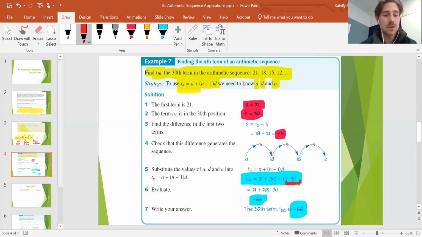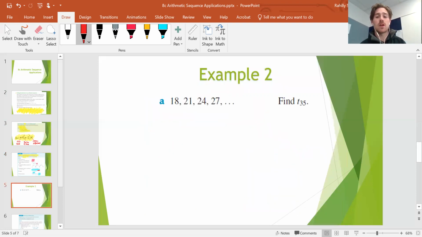Okay, we're going to go through another example now, breaking it down in more detail, basically from the questions from our textbook. So we've got a sequence here, 18, 21, 24, 27, and we're being asked to find T35. So we're going to put it into this here again.